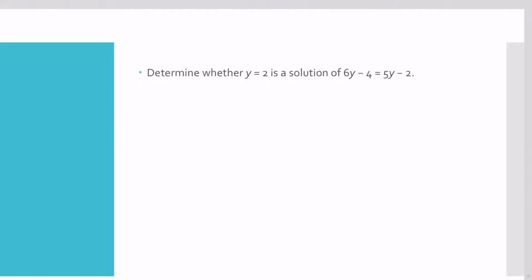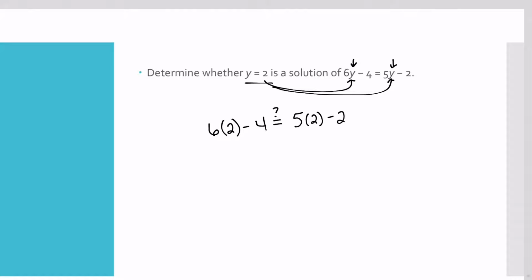Okay, for this problem, what I want you to notice is that there is a y on both sides of that equal sign. There's one right here, and there's one right here. We want to determine if y equals 2 is a solution. That means you have to put 2 in both places. So let's see if 2 is a solution. I've got 6 times 2 minus 4. Is that, I'm going to put a question mark there, is that equal to 5 times 2 minus 2?